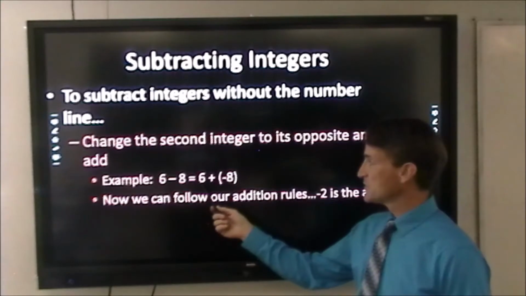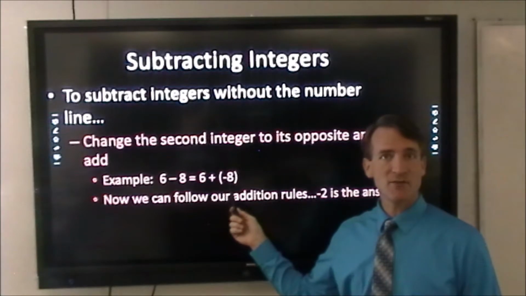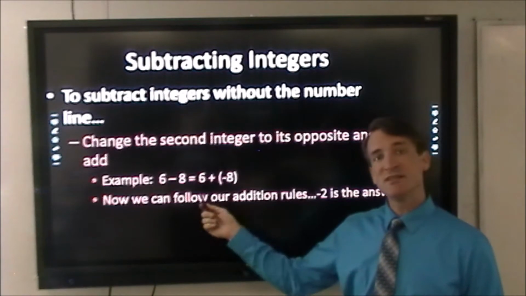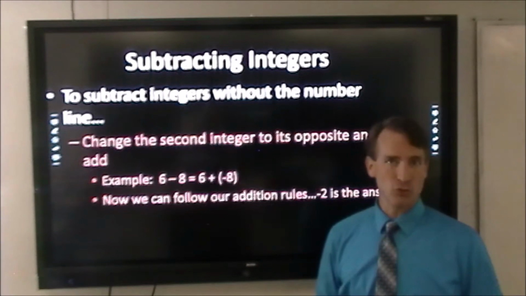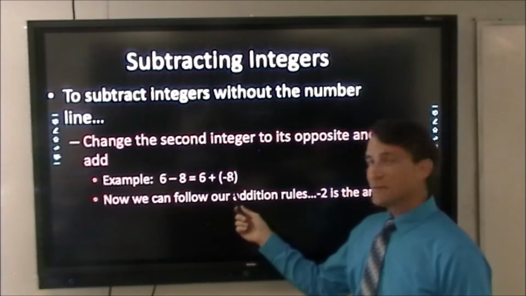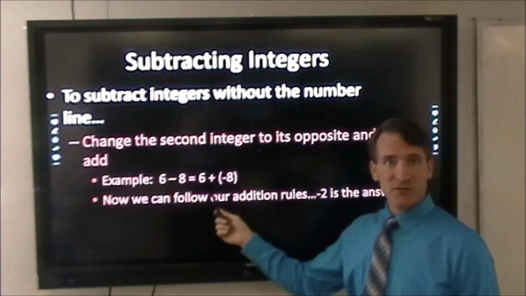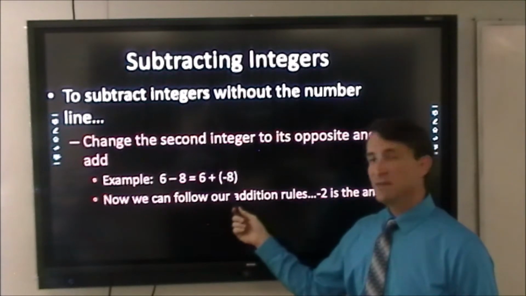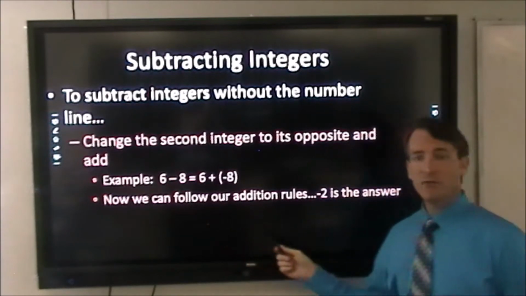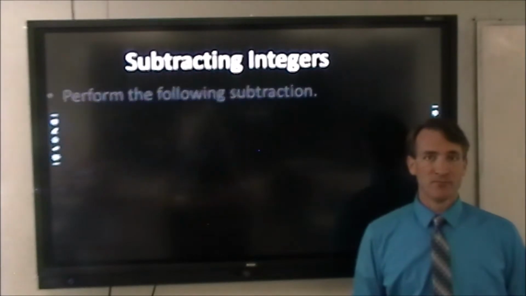The absolute value of 6 is 6. The absolute value of negative 8 is 8. The difference between 6 and 8 on a number line is 2. The 8 has a larger absolute value than the 6 does, and the 8 has a negative in front of it. Therefore, my final answer is negative 2.